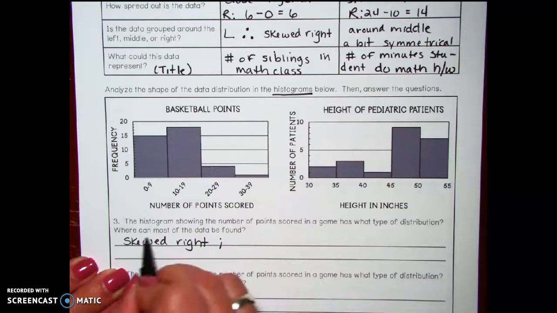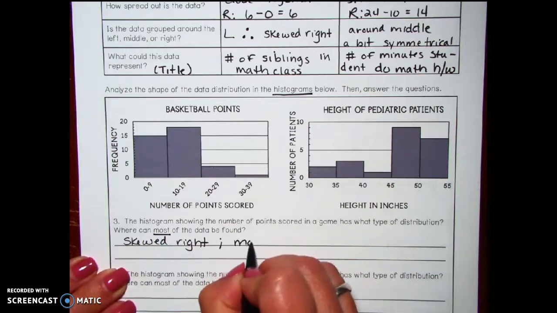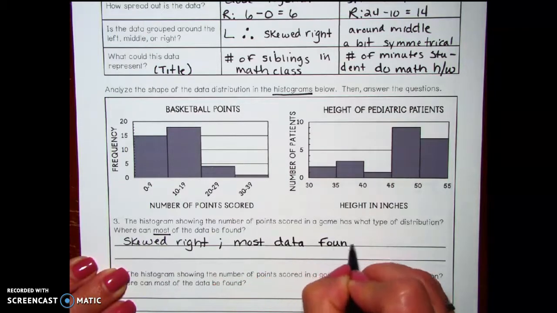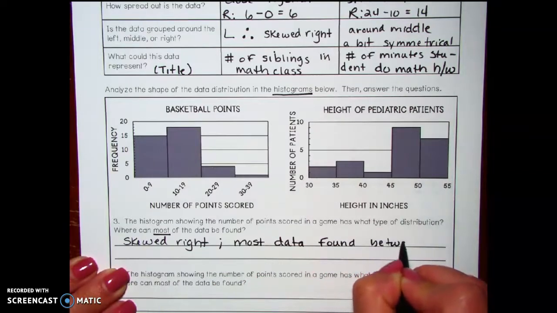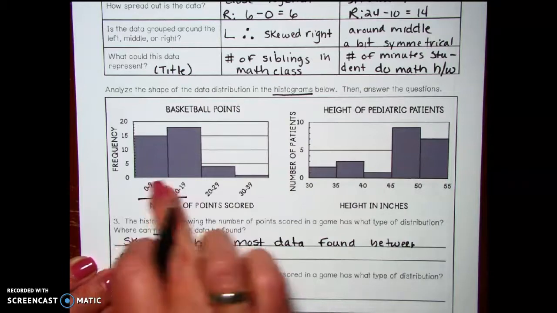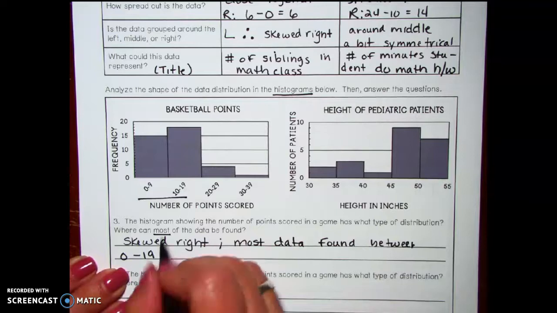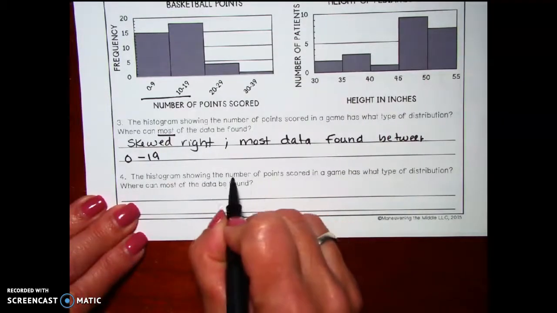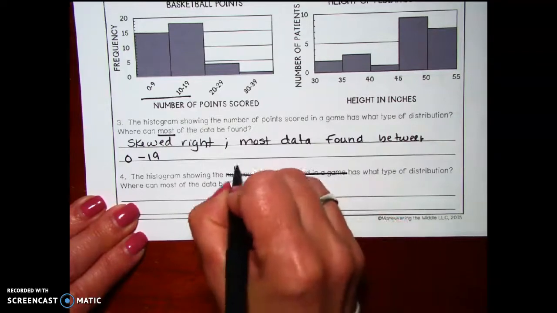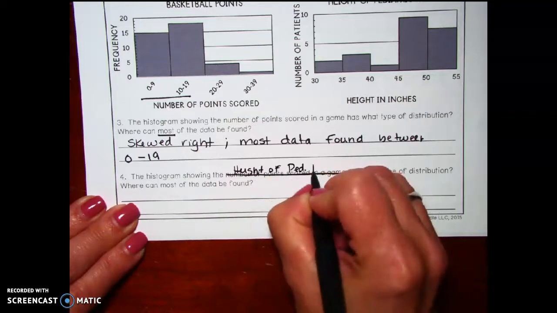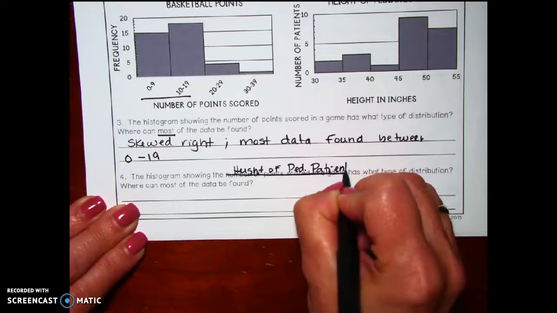And something else I can say, where's most of the data can be found? Most data found between, now look here, it goes from 0 to 19. So we use 2 of those bars there, and we can do that. That helps us because that is most of the data. Then, now we're going to cross this off because there is a typo, and this is the height of pediatric patients instead. Sorry about that.